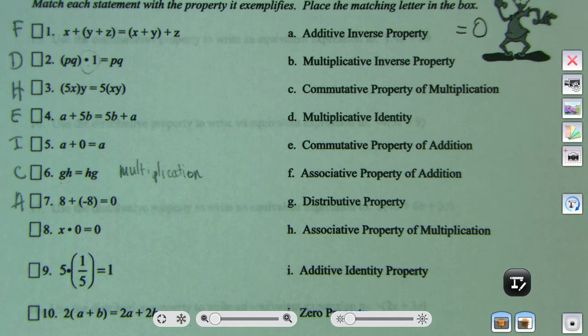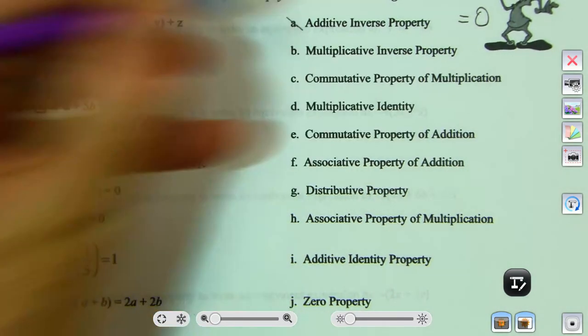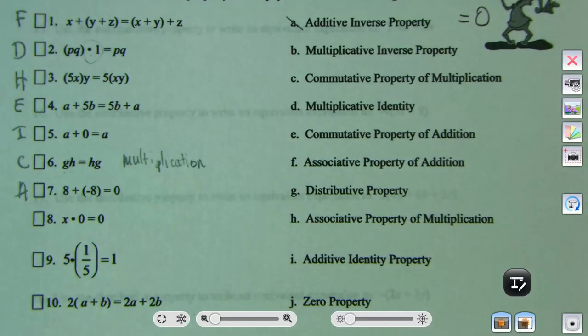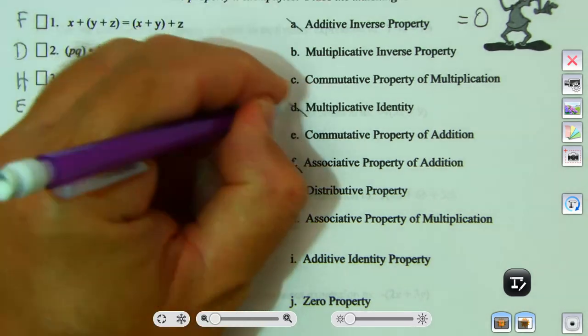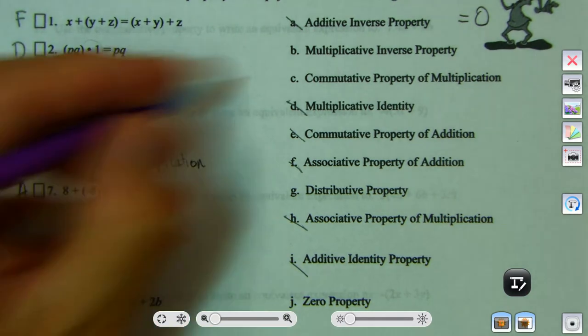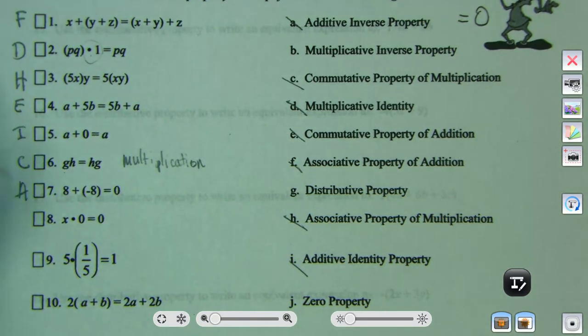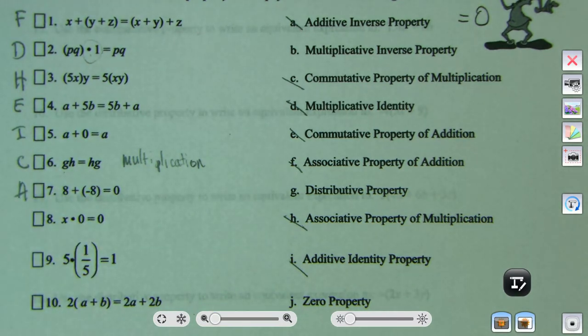So what about number 8? I think this is one of the easiest ones to recognize. We've used several already. We've used F, we've used D, we've used H, we've used E, we've used I, we've used C, we've used A. So now we get down to this one, and we're multiplying x times 0, and we get 0.